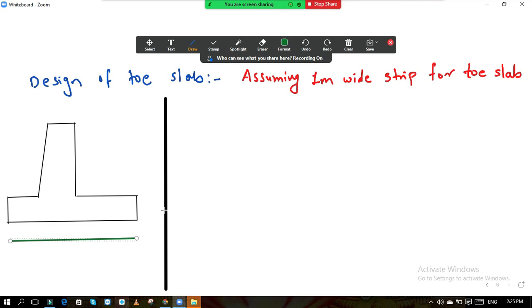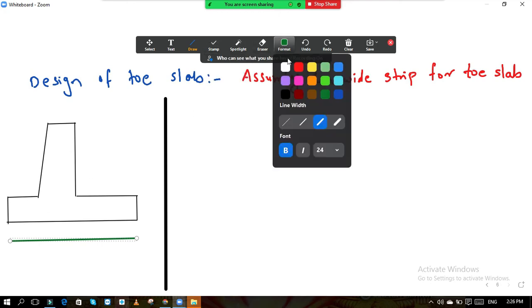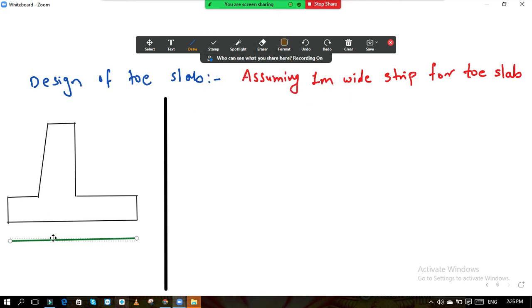Soil pressure was sigma max. It is 114.63. So multiply it by 1.5. What is the value? 114.63 multiplied by 1.5, that is your maximum soil pressure, and here it is minimum soil pressure. So sigma max is here, your maximum soil pressure, and here your soil pressure is minimum.